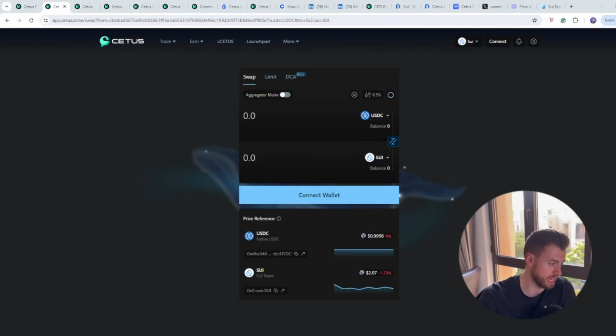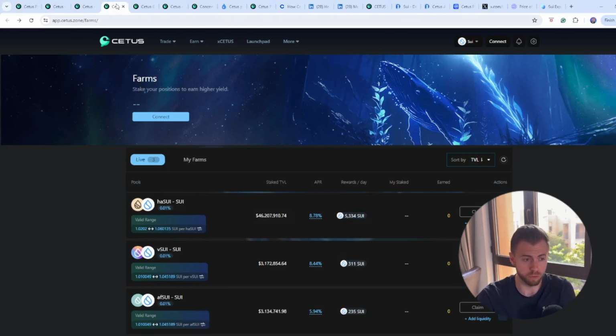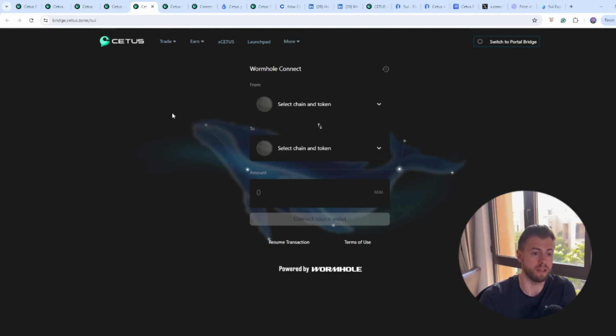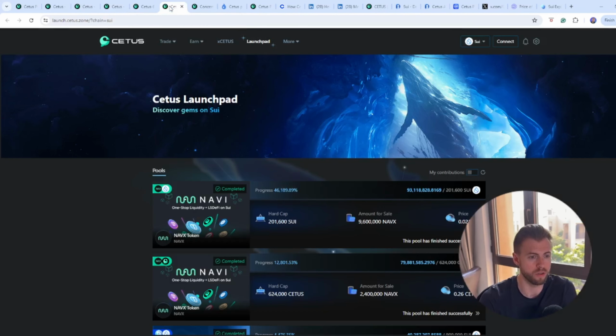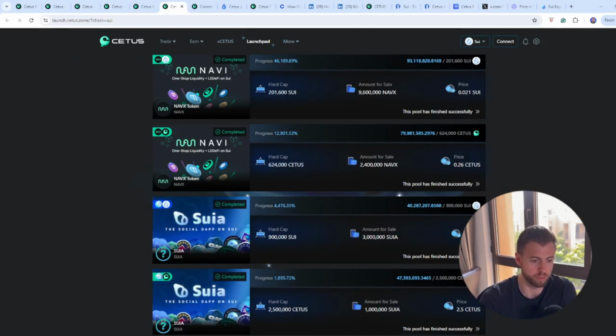In addition to trading, Cetus offers a range of other features, including putting liquidity into liquidity pools. You can also farm liquidity tokens to earn APYs. You can use a bridge that Cetus offers in connection with a partnership with Wormhole, so you can bridge tokens into Cetus and into the Sui network. You can also use Cetus's launchpad, so they have a launchpad for new and upcoming projects.